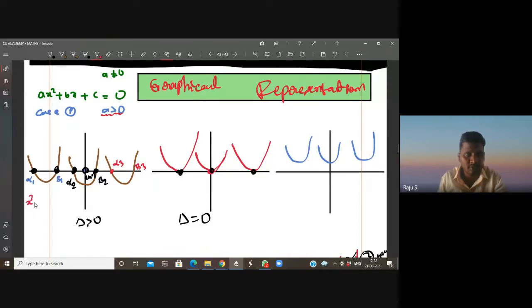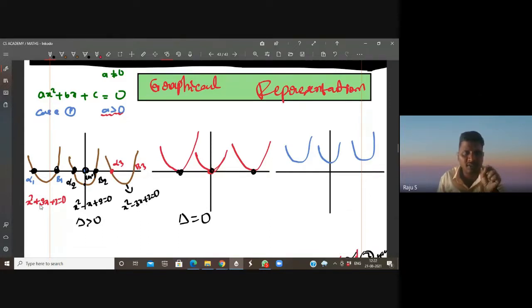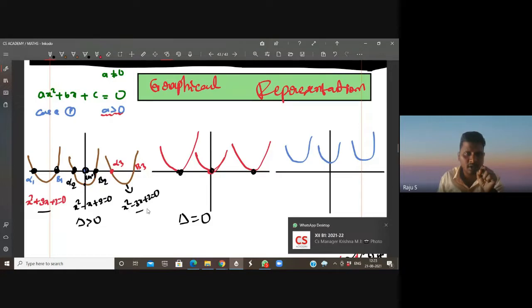You can take x square plus 3x plus 2 is equal to 0. For the second one, if you want, you can take the same example, like x square minus x plus 2 is equal to 0. Coming to the third one, both roots are positive, like x square minus 3x plus 2 is equal to 0. I'm not taking different equations; I have mostly taken the same equation here.